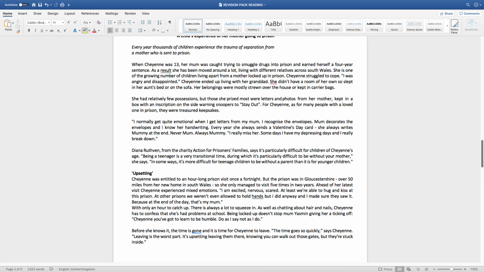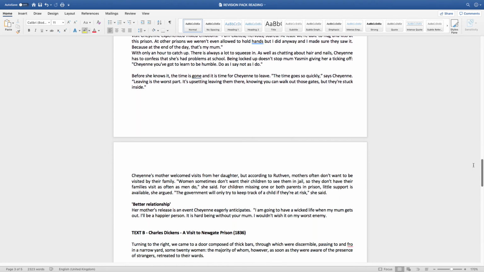Okay, so for example, in terms of technique, for the first article, the modern one, you could say that they interview one of the daughters directly. So we have actual first-hand experience, first-hand views on what it means. They also interview an expert, inverted commas, Diana Rutherm from the charity Action for Prisoners' Families. So again, you're getting a different perspective, someone who's trained, whose job it is to look at this as well. Those are two techniques you could identify of how they do it.